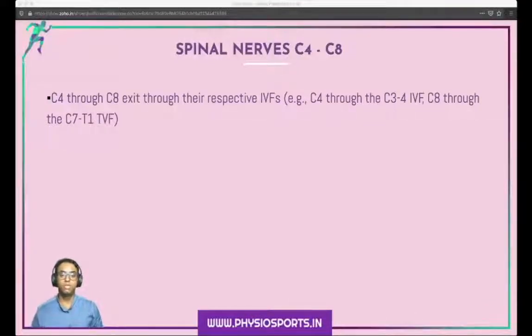Let's discuss the fate of spinal nerves C4 to C8. The C4 through C8 take exit through the respective IVF. That is, C4 through the C3-C4 IVF, that is the intervertebral foramen, and C8 through the C7-T1 intervertebral foramen.